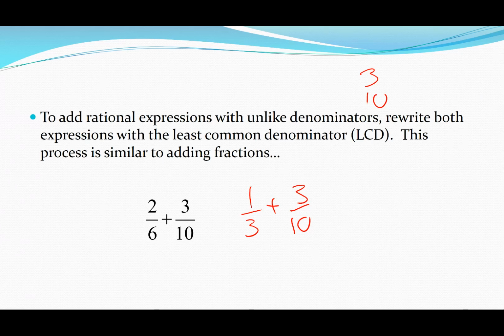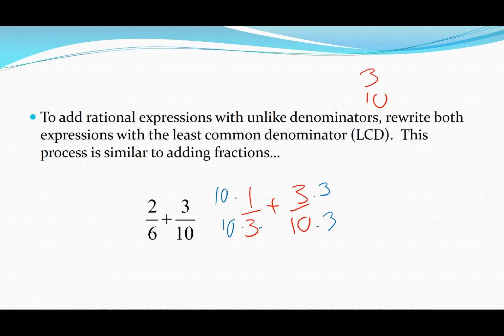3 can be multiplied to make 30. 10 can be multiplied to make 30. Now, to make this denominator 30, I would have to multiply 3 by 10. 10 times 3 would make that denominator 30. But I have to multiply the 10 to both the top and bottom so I don't change the value of 1/3. It still has to be 1/3, just 1/3 with a denominator of 30. And to make the second fraction have a common denominator of 30, I need to multiply 10 by 3. 10 times 3 will make the denominator 30. But of course, I have to do that to the top as well so that I keep the value of 3/10.